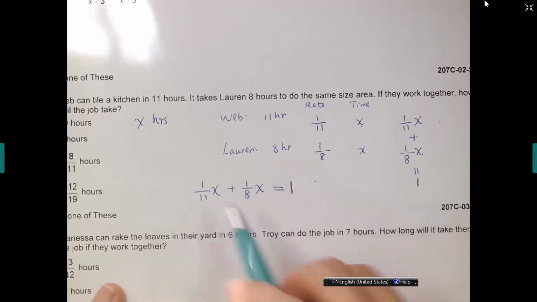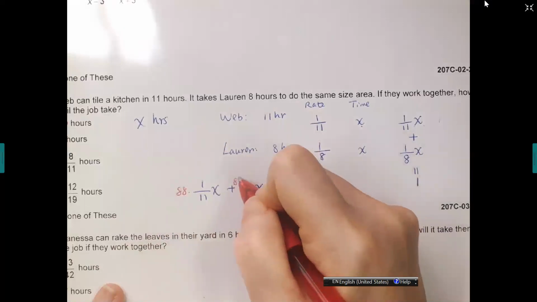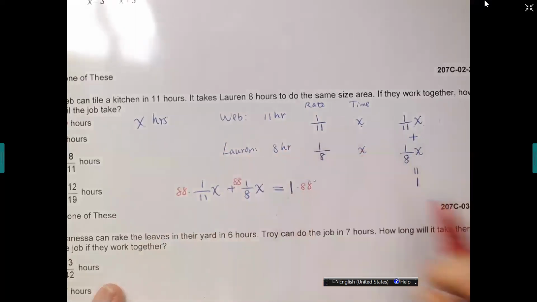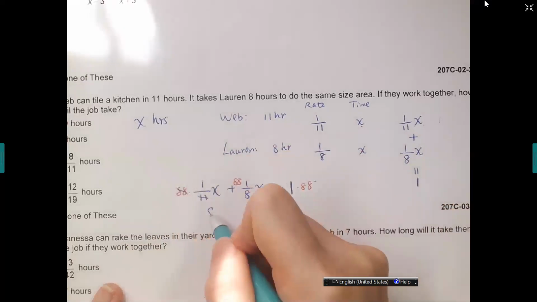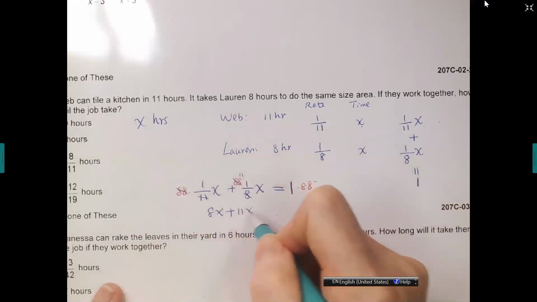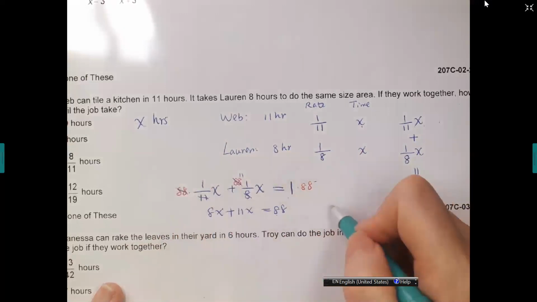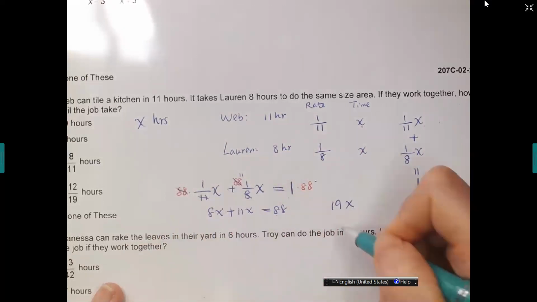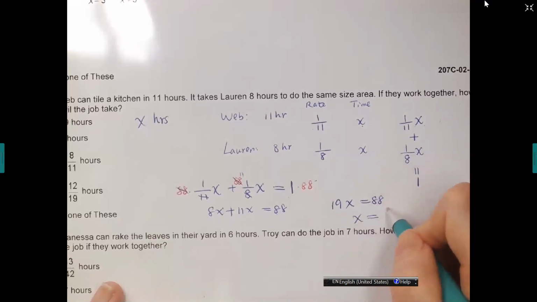So multiply everyone by 88, this one times 88, times 88, times 88, and we'll have 88 divided by 11. That's 8x plus... those two cancel out, we got 11. 11x equals 88. So we got 19x equals 88. What is x? Solve: x equals 88 divided by 19.